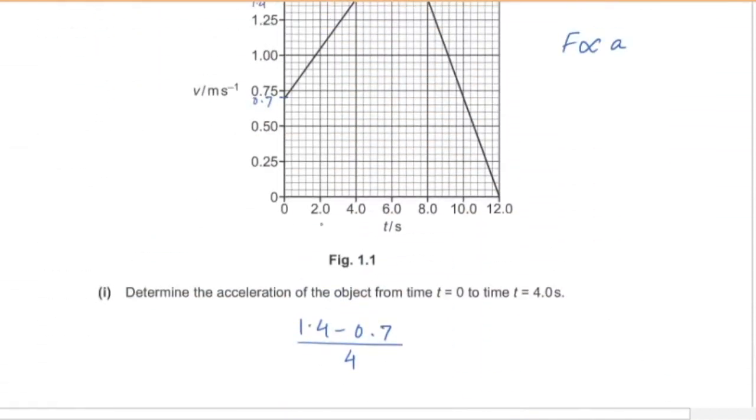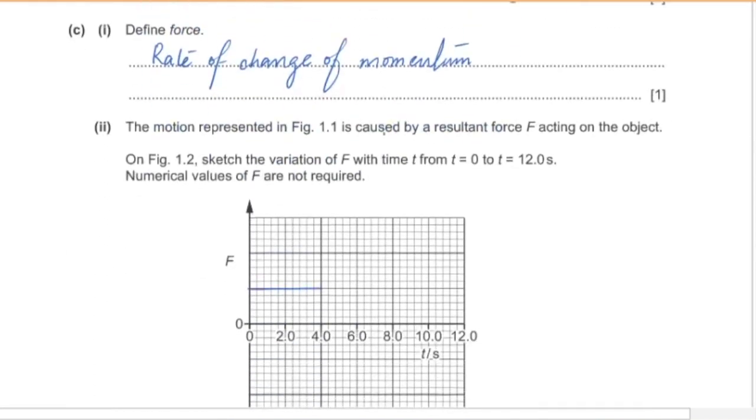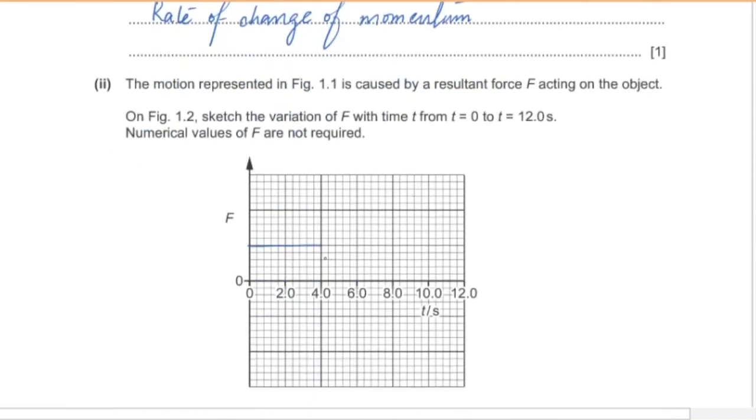Now for t equal to 4 seconds to t equal to 8 seconds, when it is covering the area of this rectangle, you see that the acceleration is 0, the object is moving with a constant speed, hence the value for F must be 0 in this interval of 4 seconds. So from t equal to 4 to t equal to 8, the magnitude of F is going to be 0. It will come onto the x-axis.